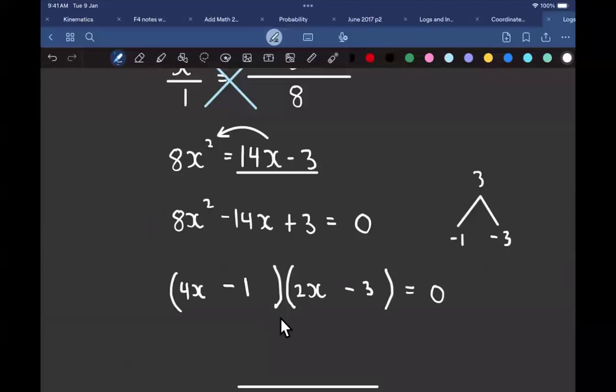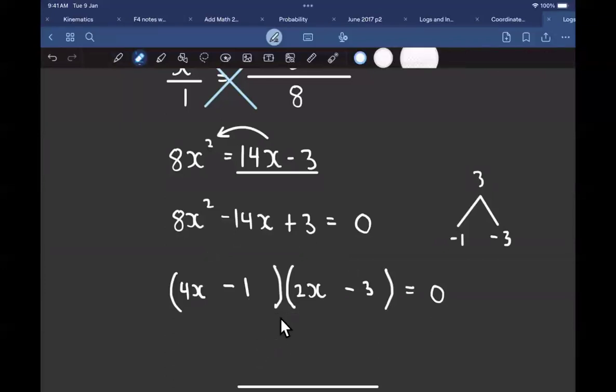Some of that will work. What is 4x by minus 3? Minus 12x. And what is minus 1 by 2x? Minus 2x. And what is minus 12x minus 2x? Minus 14x. Oh yeah, that works.